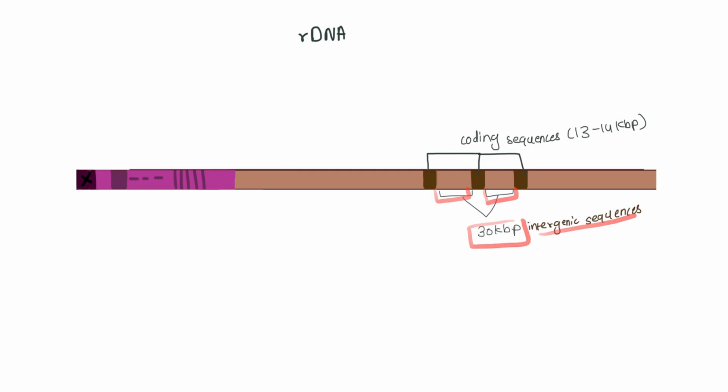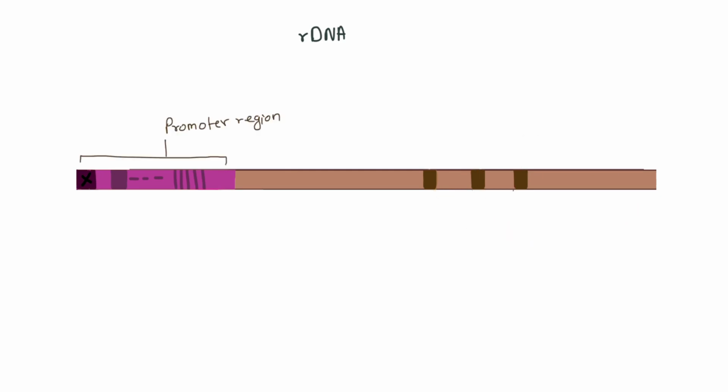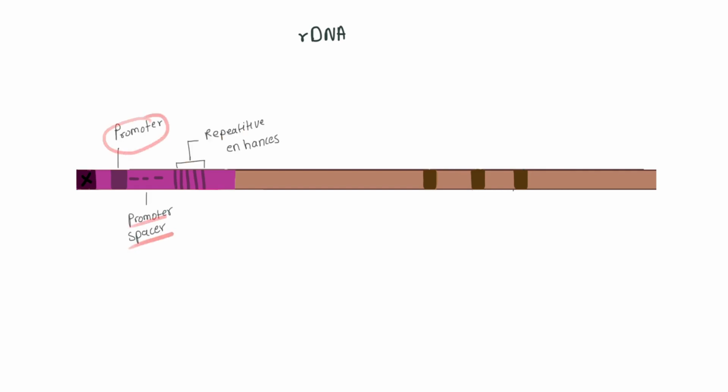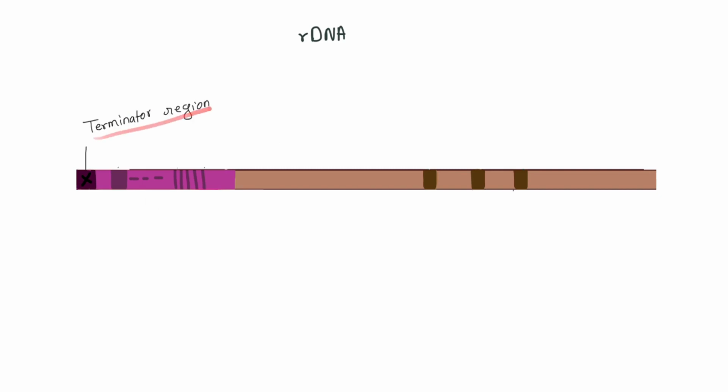Then we have the promoter region. The promoter region is usually in the upstream direction, that is at the 5' end. And it also consists of a lot of components. So the promoter region consists of the promoter, of course, then the promoter spacer, and then we have repetitive enhancers. And these are repetitive nucleotide sequences. Moving forward, at the end, you can see that the dark purple region right there is known as the terminator region.